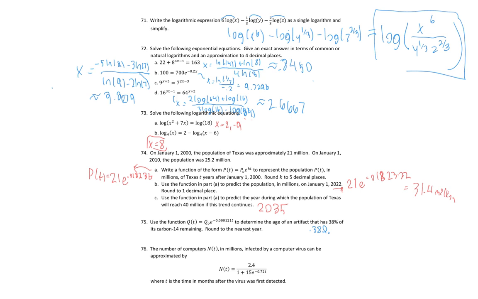And what are we going to do with that? Well, we want to figure out when does that happen. So we're going to plug that in to our amount, and we're going to solve for t to figure that out. So we can divide both sides by q naught. So 0.38 equals e to the minus 0.000121 t. So it turns out q naught didn't matter. I'll take a natural log of both sides.